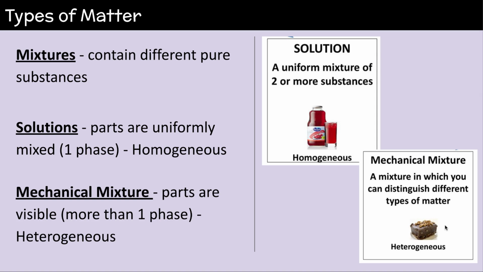I know the picture's small, but that looks to me like some sort of bread, like a loaf or some cake. And I think there's nuts on the top and it's chocolate, and there's maybe chocolate chips. And you can see the different parts that are in there. Some are blended, okay, but you can see different parts. And so we call that a mechanical mixture.